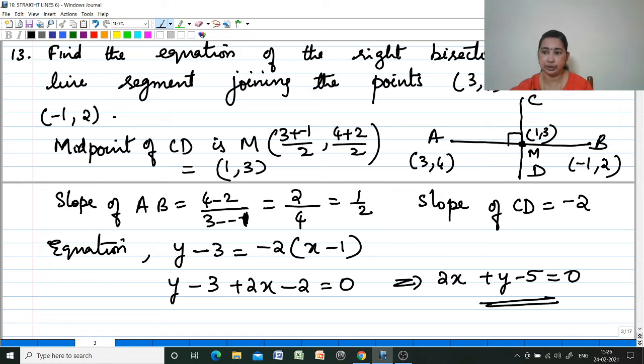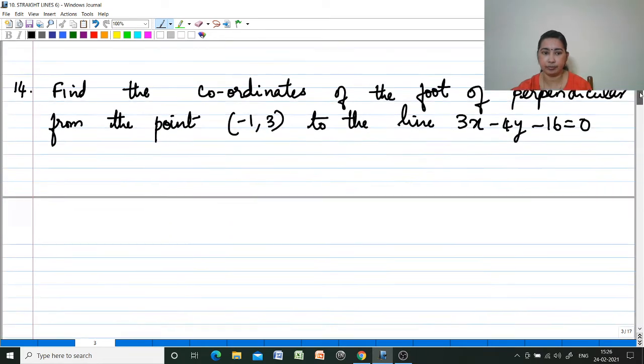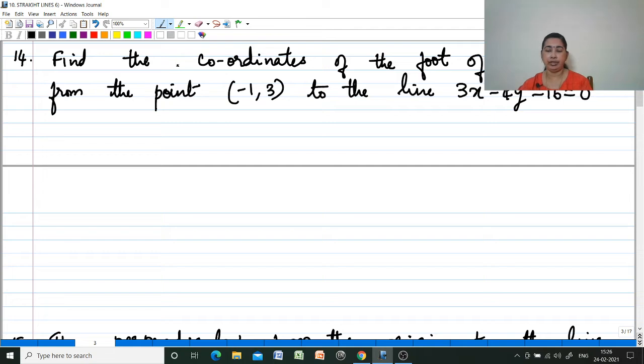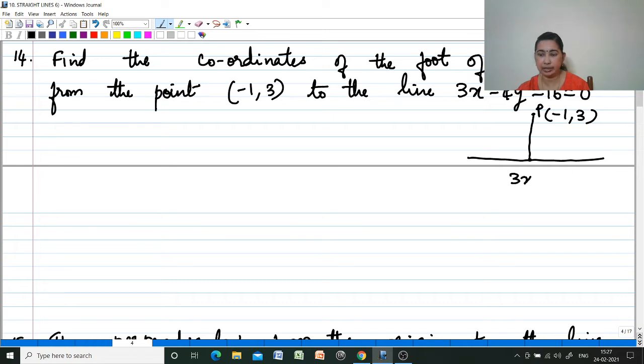Now next one, find the coordinates of the foot of perpendicular from (-1, 3). We have to find out the coordinates of the foot of perpendicular to the line. So this is the foot of the perpendicular from the point (-1, 3). Let this point be P, and the equation of this line is 3x minus 4y minus 16 equal to 0. We have to find out what is this coordinate.